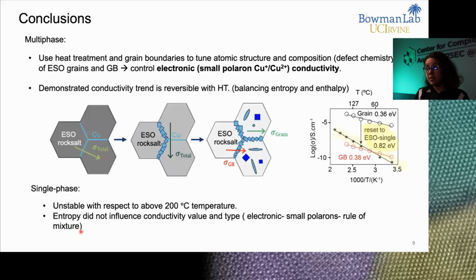In single phase materials, we have a crystal structure that is pretty stable up to above 200 degrees C. After that, our material starts to phase transform when we were attempting to measure electrical conductivity. So that's something to keep in mind. And we also know that, at least indirectly, entropy did not influence conductivity values and type. And in this case, we have electronic small polaron conductivity that is pretty much following the rule of mixtures.